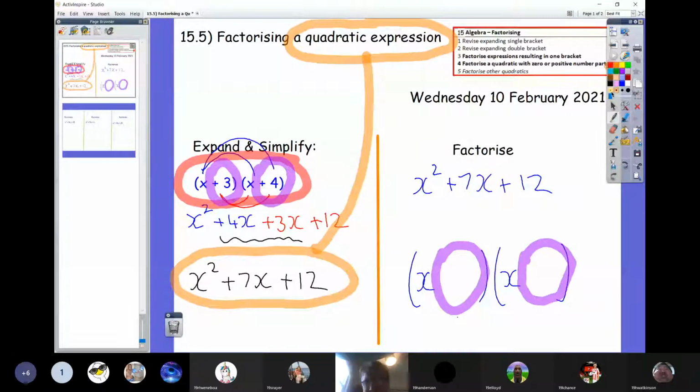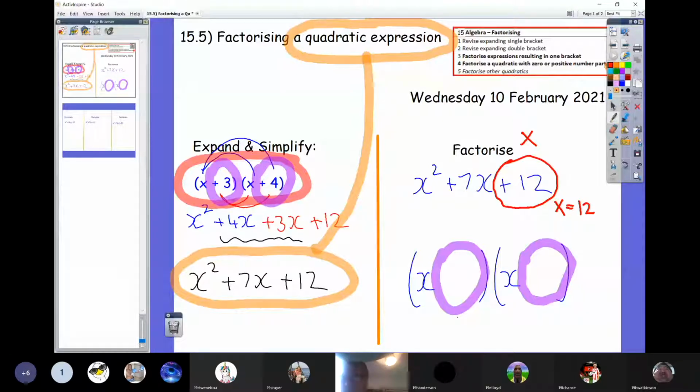Now, our two magic numbers, they have to multiply to be the chap on the end. So I want you to get used to circling that number on the end and writing down somewhere that our two magic numbers, when we multiply them together, we get 12. So this is the one that they have to multiply to become. Just learn that. So always do the multiplying one first. Our two magic numbers are going to multiply to be 12.